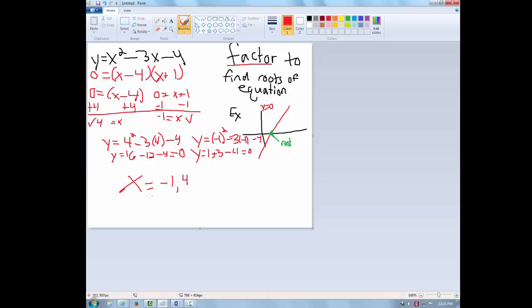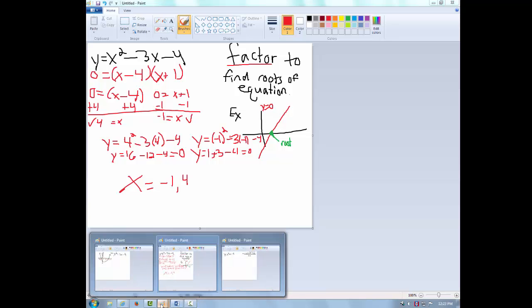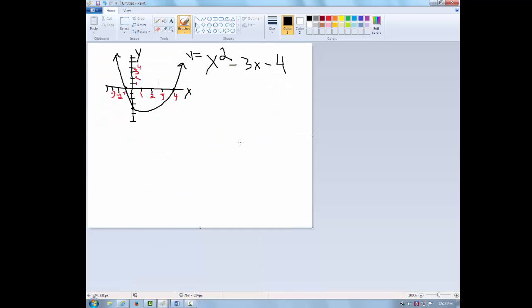And you can also check this by graphing the function. As you can see here, I've graphed the same function, and at 4 the function equals 0, and at -1 it also equals 0. So we did it correctly.